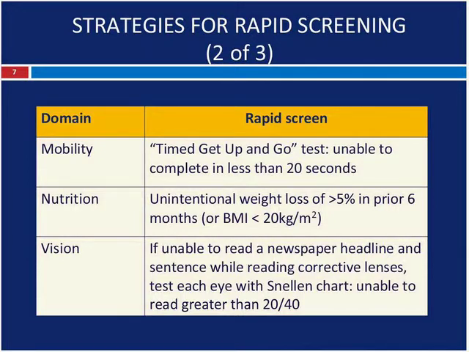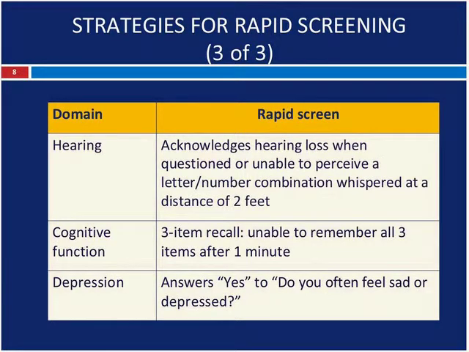Vision, another objective mechanism for screening. If someone's unable to read a newspaper headline and sentence while wearing their corrective lenses, you would want to go on and test each eye with a Snellen chart, and an abnormal result would be unable to read greater than 20/40. And as you know, there's an array of visual disorders in older persons, from cataracts to glaucoma to macular degeneration, most of which will respond to therapy.